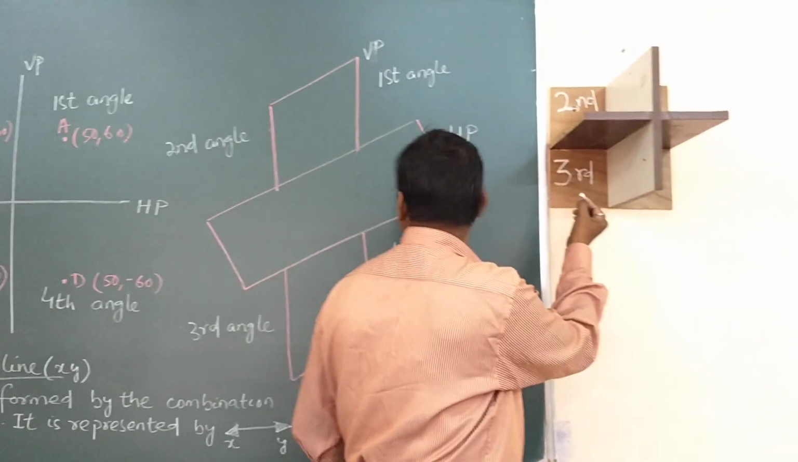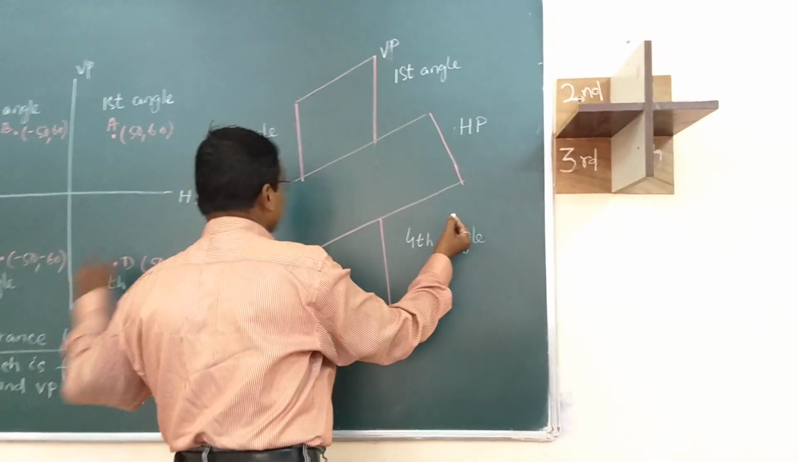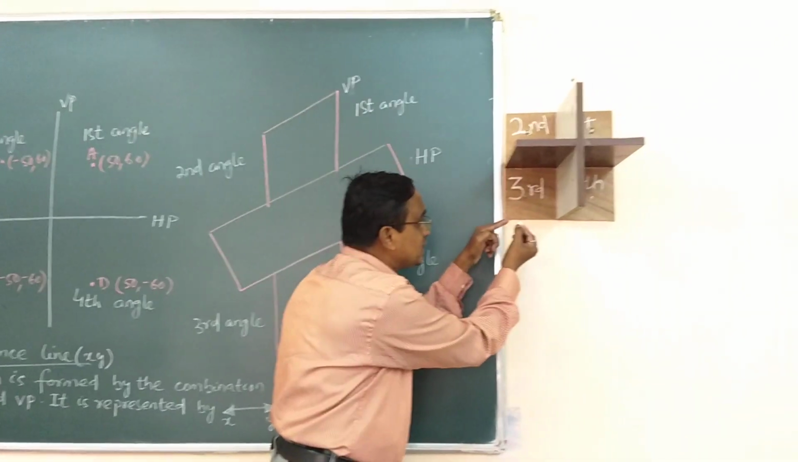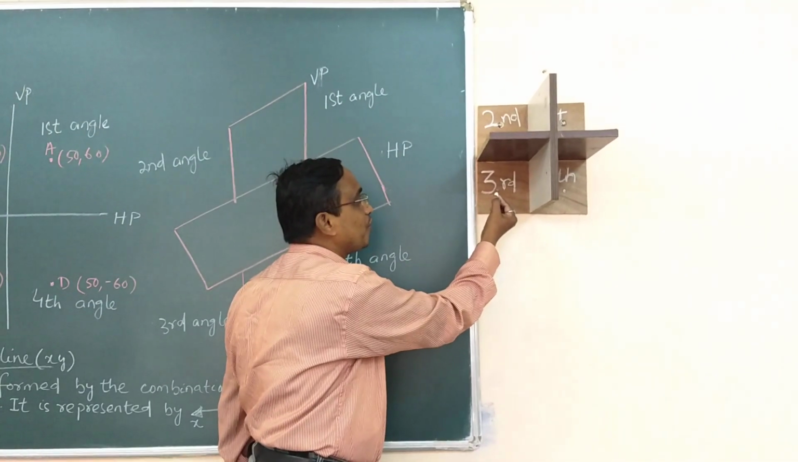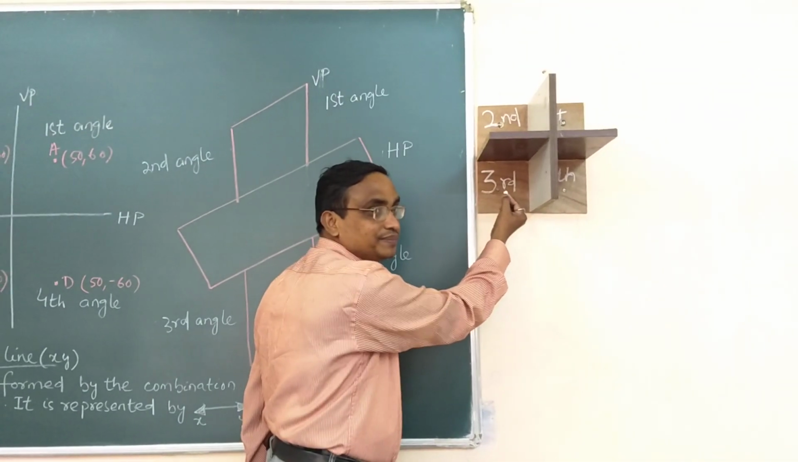It is 60 mm below HP and 50 mm behind VP. This is the position of point C in the third quadrant.